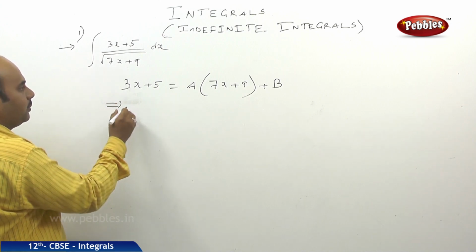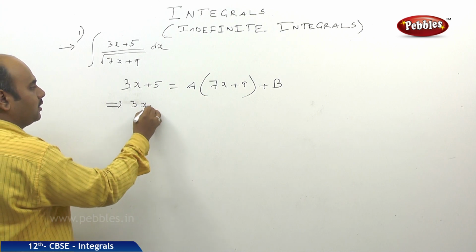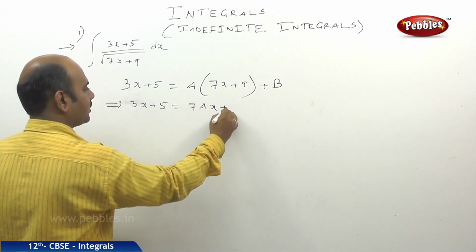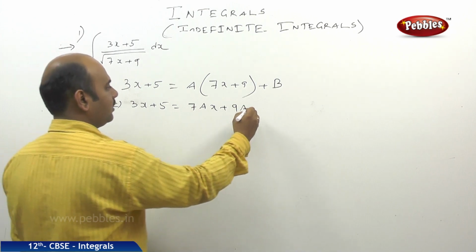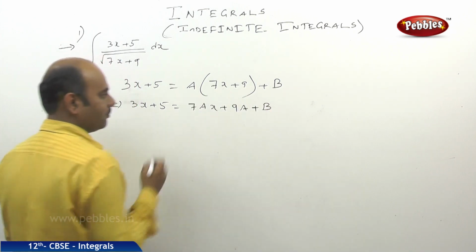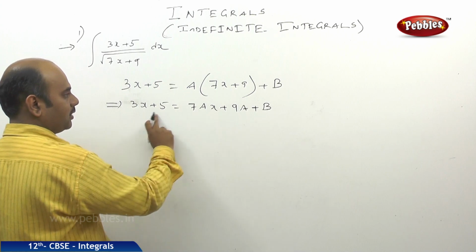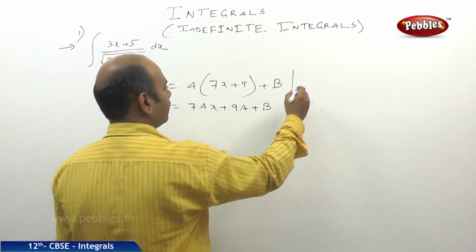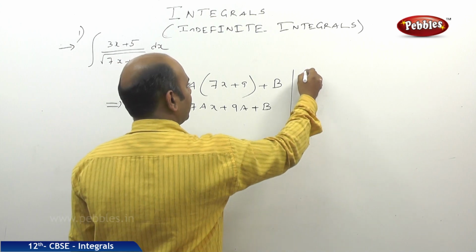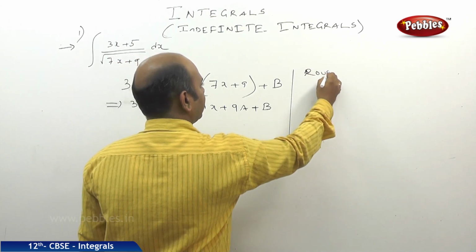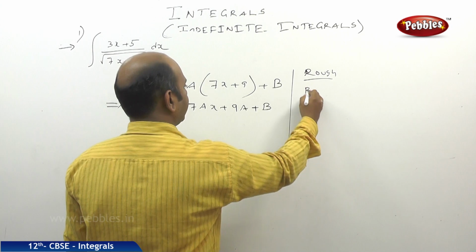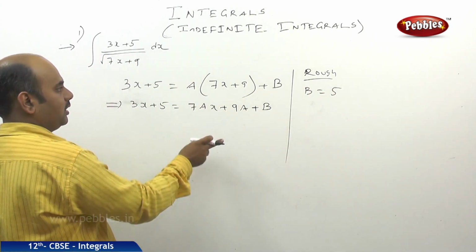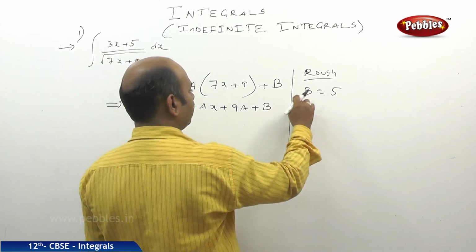Now we need to manipulate. So what happens here? 3x plus 5 is equal to 7ax plus 9a plus b. Now I think we can compare constants on both the sides. After comparing the constants, what we'll be getting here, I take this part as rough, and I'll be getting b as 5, and now I'll be comparing the x coefficients, what will I be getting?